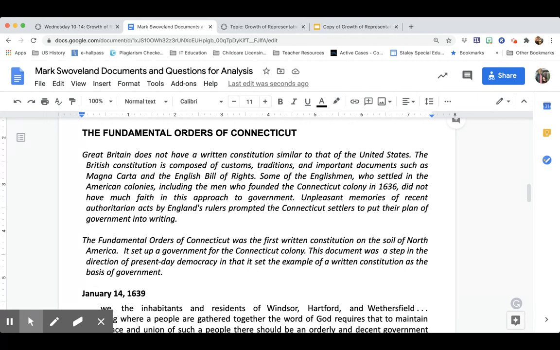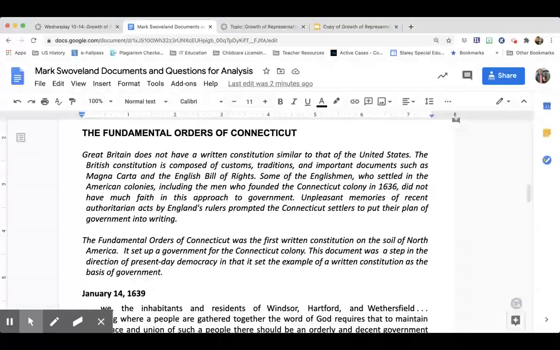It set up a government for the Connecticut colony. This document was a step in the direction of present-day democracy, in that it set the example of a written constitution as the basis of government. Okay, so what's important here is that there's no real constitution in England, right? They have the Magna Carta and the English Bill of Rights, but in the United States, everything that we do as far as government is codified. So we have a very clear understanding of what our government does. But England doesn't have that.